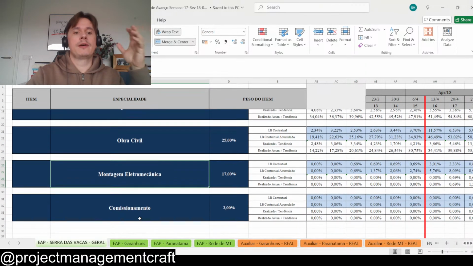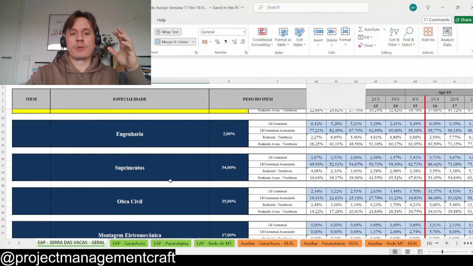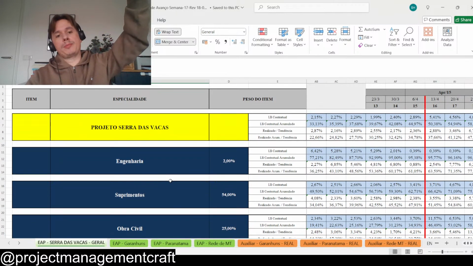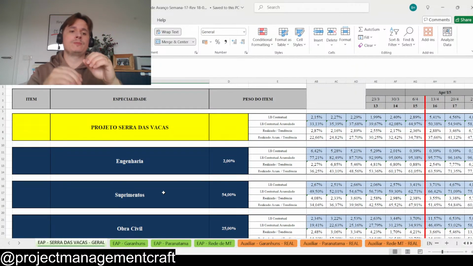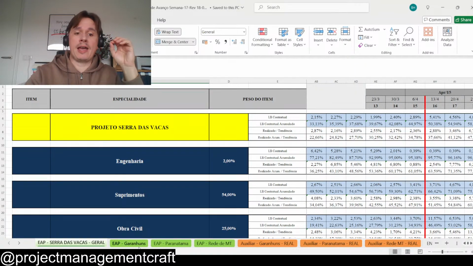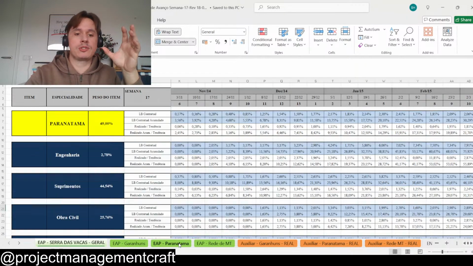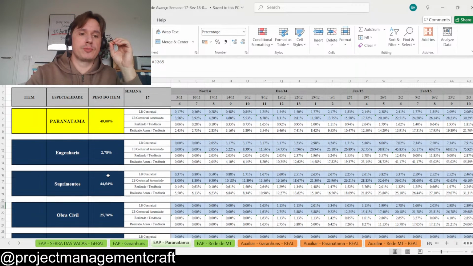assembly, and commissioning here. So what you take with your work breakdown structure, you have those big levels here, and this for the entire project. And I had smaller packages, so I had different substations. That's why you see different breakdowns here. But for example, this substation here always follows the same one.